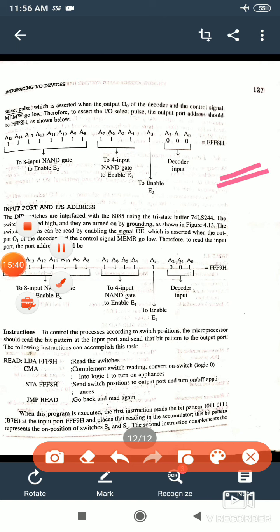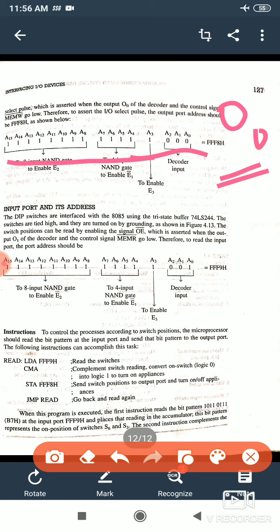Now if we see the address map for O0, these are 0, and the rest are all 1. So FFF8 would be the address. This is the address for the output. For the input, FFF9.